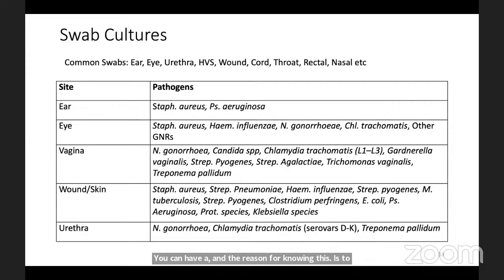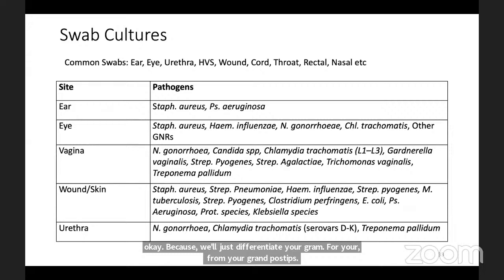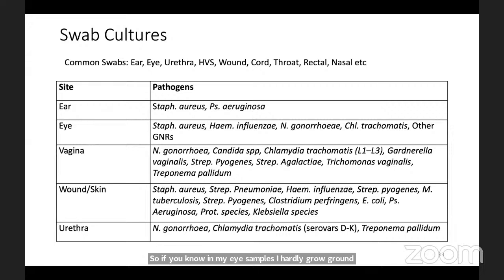And the reason for knowing this is to help you in the selection of your plates. So if you know that this site, I hardly grow gram-negative rods, there's no need to add a MacConkey plate, because MacConkey will just differentiate your gram negatives from your gram positives. So if in my eye samples I hardly grow gram-negative rods, I can, in a way of making gains for my lab, take out MacConkey. So knowing the sample sites, knowing what you're going to grow there will inform the choice of media you use.